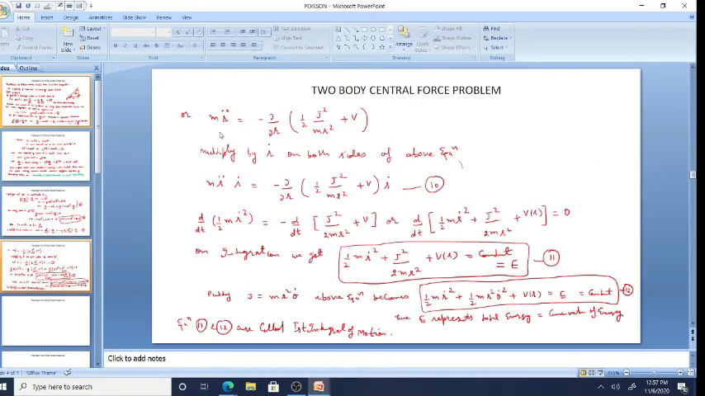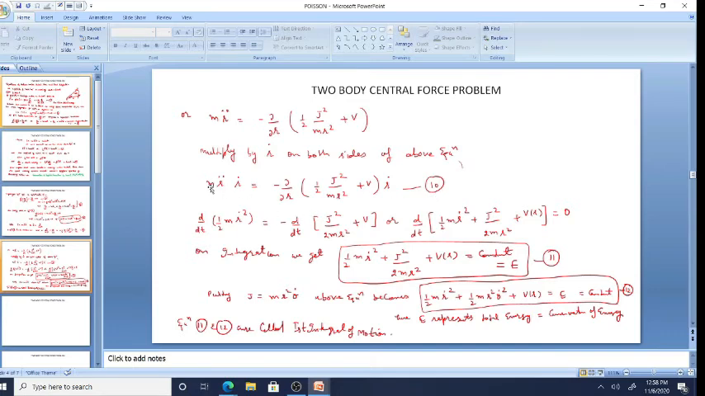Now we can also arrange the earlier equation as mr̈ is equal to minus ∂/∂r in bracket 1/2 J² upon mr² plus V. Now let us solve this equation. For solving this equation, we multiply both sides by ṙ. Then it becomes mr̈ṙ is equal to minus ∂/∂r in bracket 1/2 J² upon mr² plus V, into ṙ. Let us say it is equation number 10.